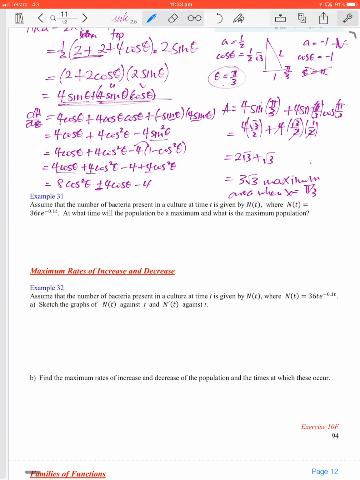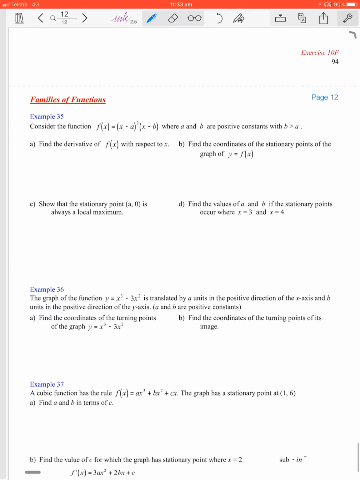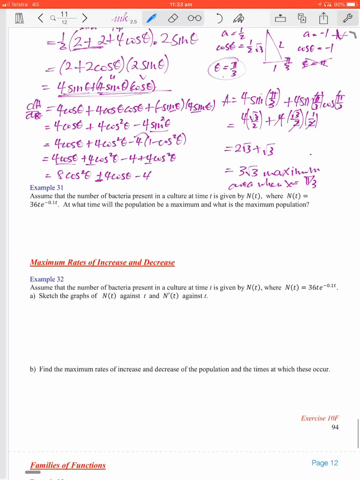Okay, we're getting really close, which is good because I need to go to the toilet.